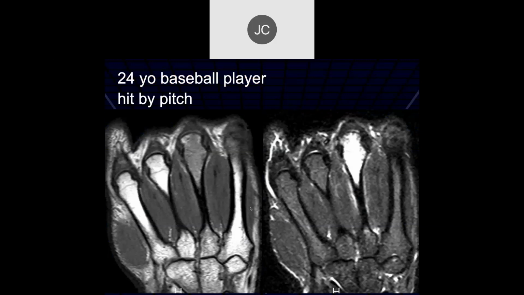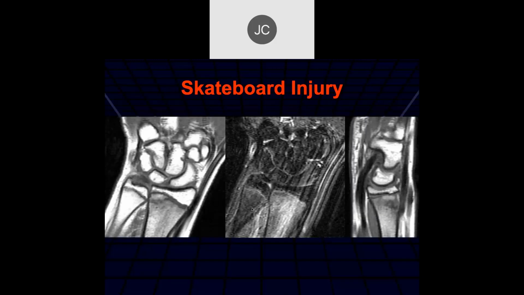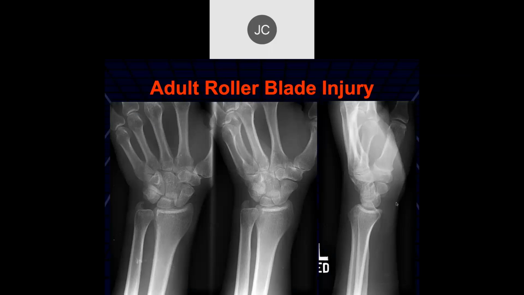All right, it looks like at the third metacarpal head, there's diffuse edema. So he's hit by a pitch, and that's an acute trabecular bone injury from a compression injury. And then this was a kid who was injured skateboarding when they fell on the wrist. This was an adult who was rollerblading on the beach in Santa Barbara on the bike path and fell and hit the dorsal aspect of the wrist on the pavement.